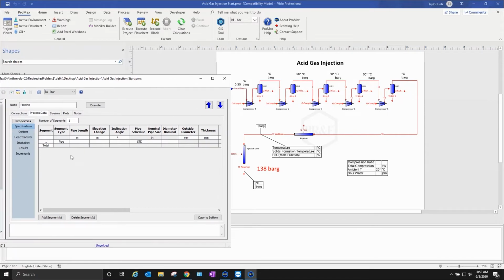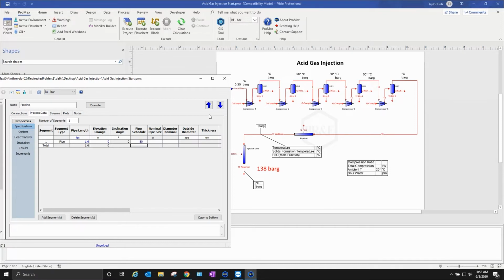So this first pipeline, I'm going to say that it is 1.6 kilometers in length. So this is a consideration with your acid gas injection systems: where's the nearest reservoir that I can pump this into? If I can't, I might have to find some other kind of system to deal with my acid gas. We're going to say that it's just a flat pipeline with no elevation change.